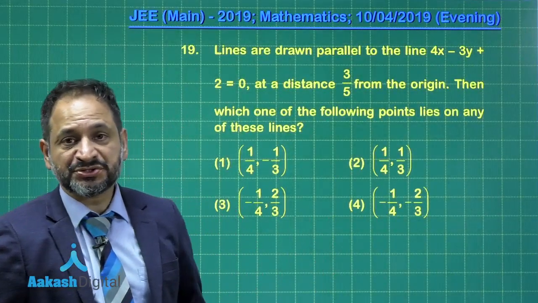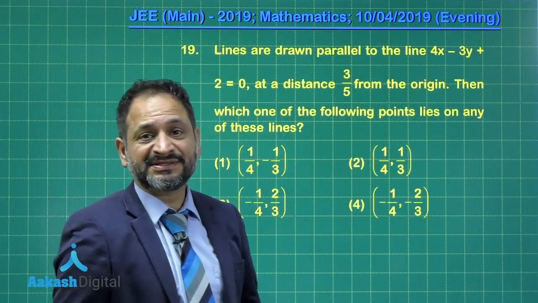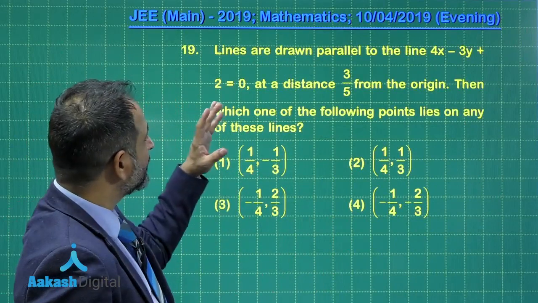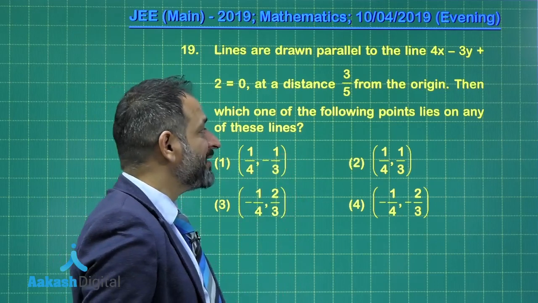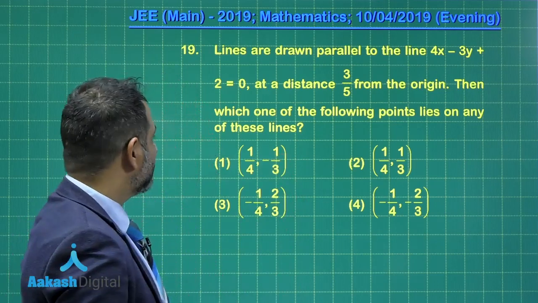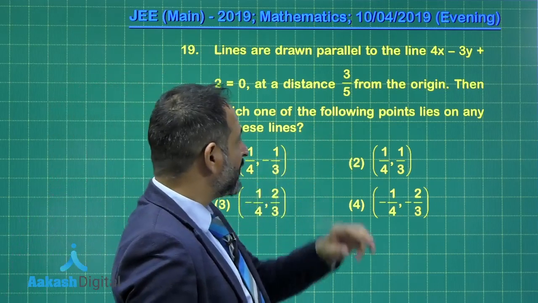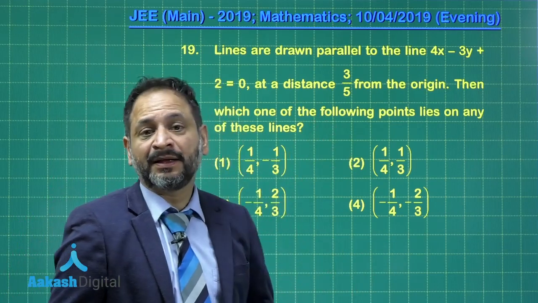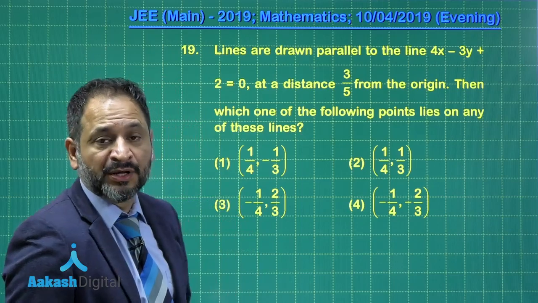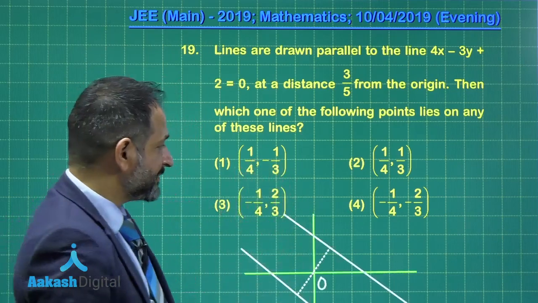Now here's the next question, a very easy one from the straight line. It says that lines are drawn parallel to this line which are located at the distance 3/5 from the origin. Then which one of the following points lie on any one of these lines? Definitely the lines are more than one. So let us see the figure first.